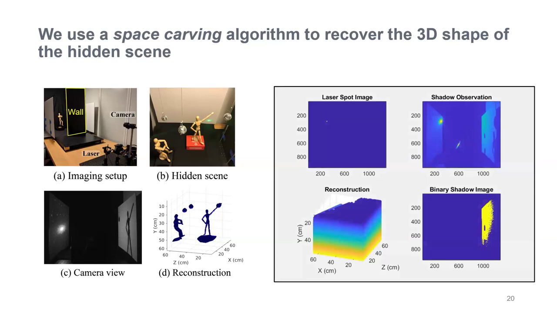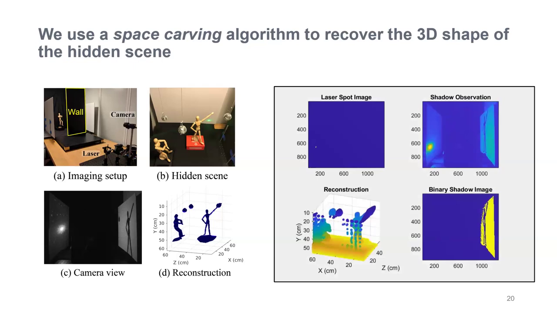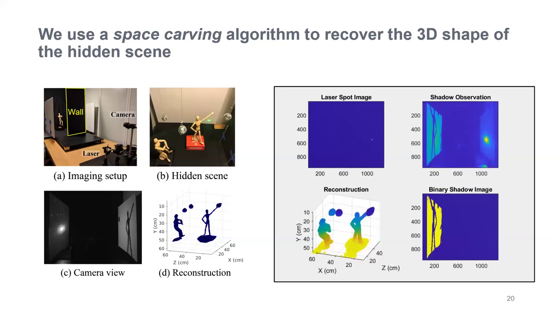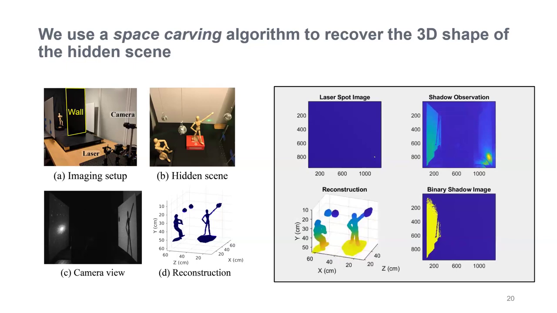This animation on the right illustrates how our space carving procedure works. As we observe more shadows, we carve away more points, and eventually we're left with the shape of the hidden scene.